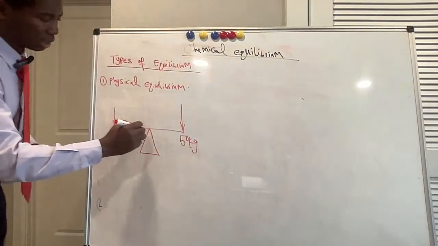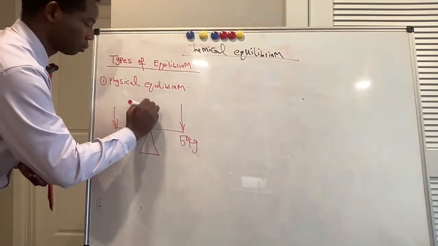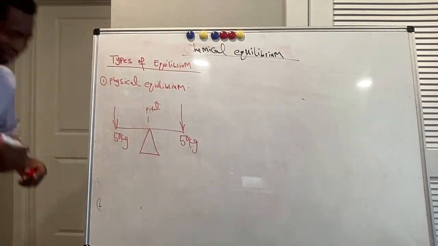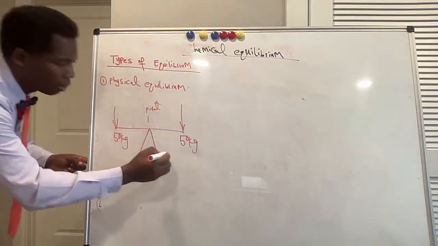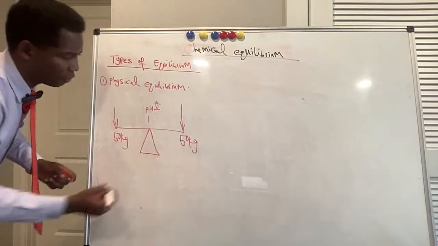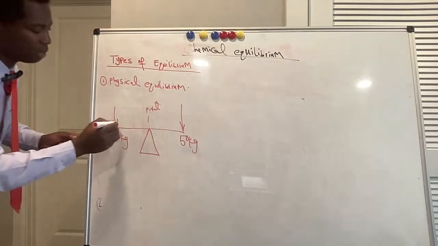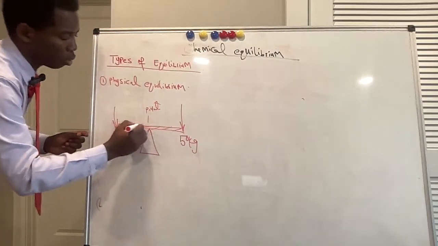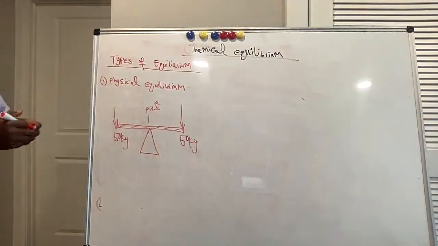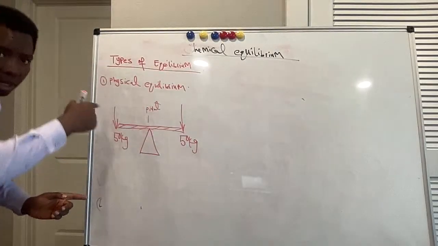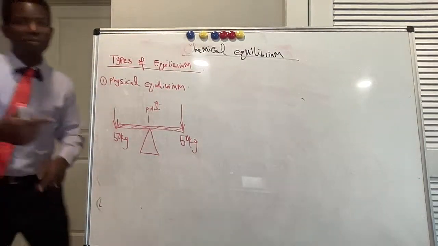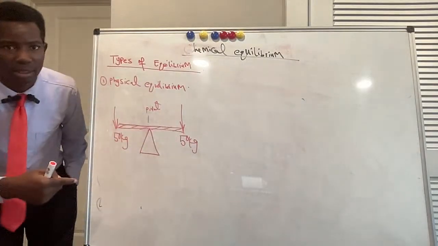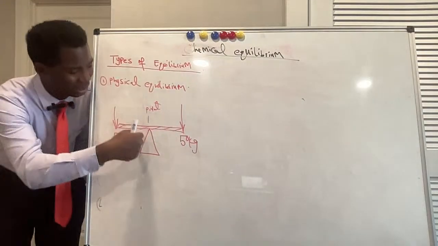Of course, this is a machine. So now we can see that 50 kg is equal to 50 kg. It means that this block of wood will remain. It will neither tilt to the left nor to the right.